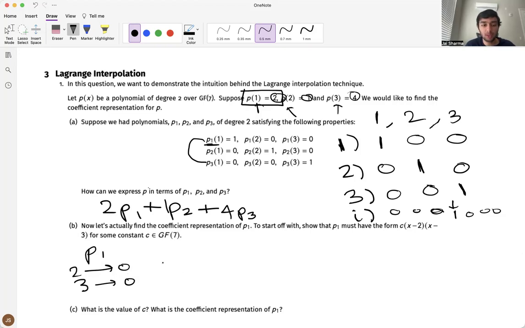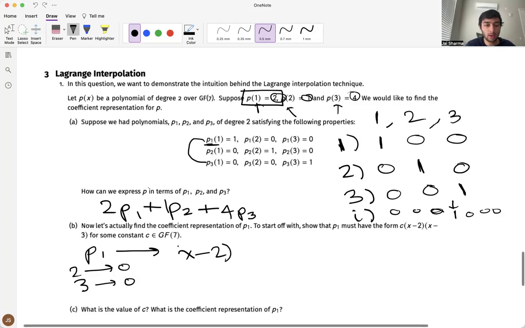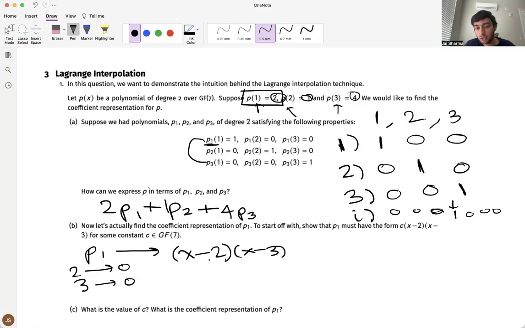That means this polynomial must have a factor of x minus 2, right? And it also must have a factor of x minus 3. So if I put in a 2 or I put in a 3, P1 will become 0, right?